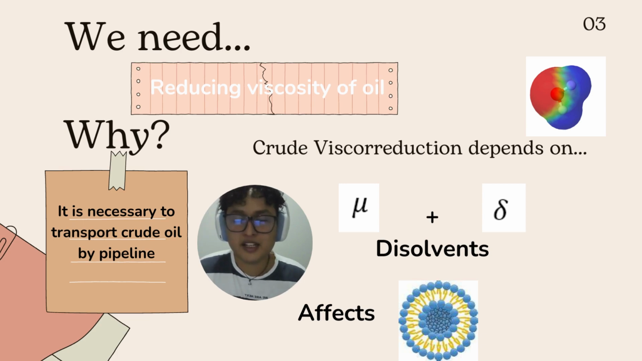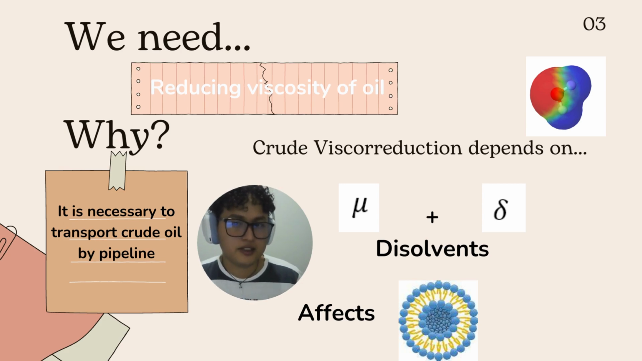But why am I talking about viscosity and why do we need to reduce it? As chemical engineers, we have a situation. The main factor of viscosity is found in the asphaltenes. The asphaltenes are large groups of heavy organic compounds that impede the transport of petroleum. So we need to transport crude oil by pipeline, but the asphaltenes are preventing that. So obviously we need to reduce the viscosity of oil.